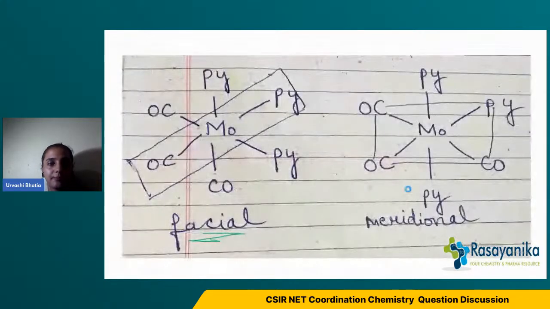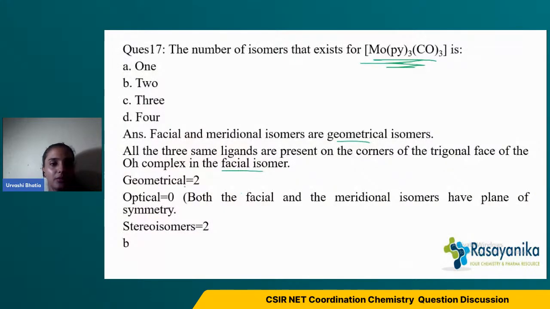So now geometrical isomers are 2, facial and meridional, and optical isomers are 0. Both the facial and meridional isomers have a plane of symmetry. So the stereoisomers will be 2 plus half into 0. That will be 2. So this is what we get as the number of isomers.